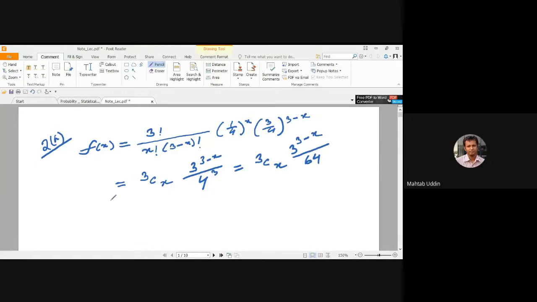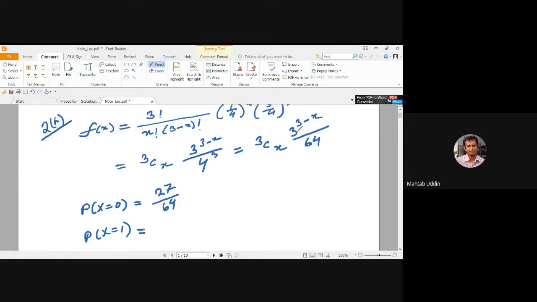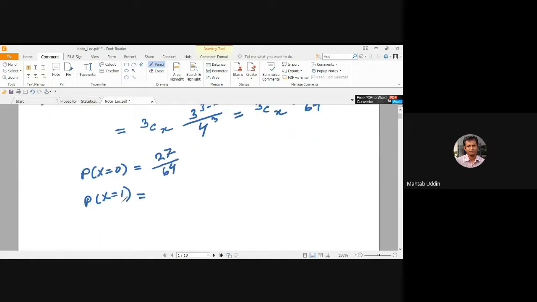You can use the calculator now, right? Yes. Now if we put 0, 3 C 0 is actually 1, and 3 cube is 27. So 1 into 27 is 27 by 64. Then p of x equal to 1. 3 C 1 is 3, but here now 3 square is 9. So 27.